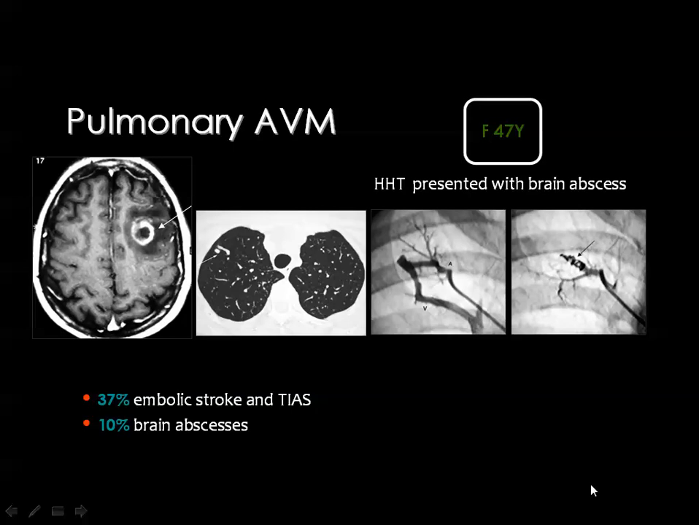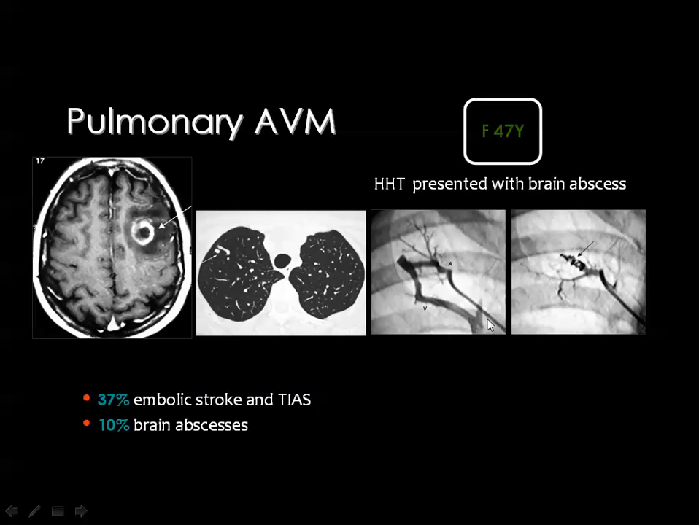Actually, there are a lot of complications for the pulmonary arteriovenous malformations, like embolic strokes and transient ischemic attacks. Also, the development of brain abscesses secondary to passage of the pulmonary septic emboli through the artery direct into the vein, and so on. Then this is an example of brain abscess secondary to this small arteriovenous malformation, which has been occluded by steel coil, as you can see here.